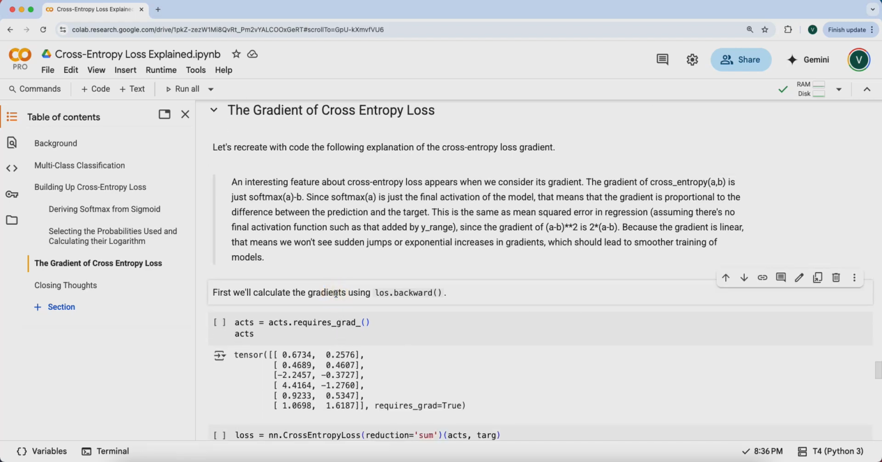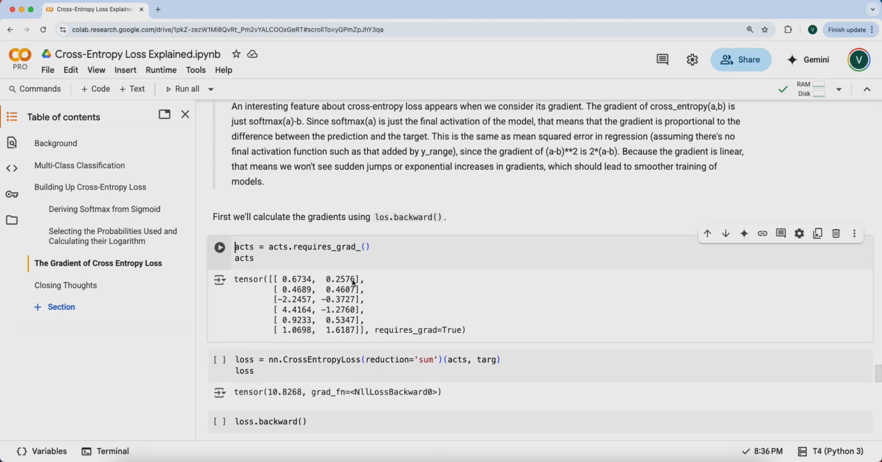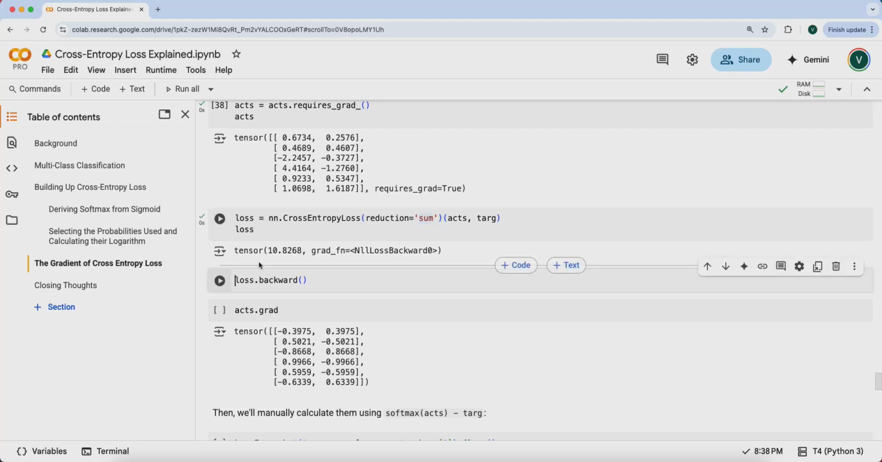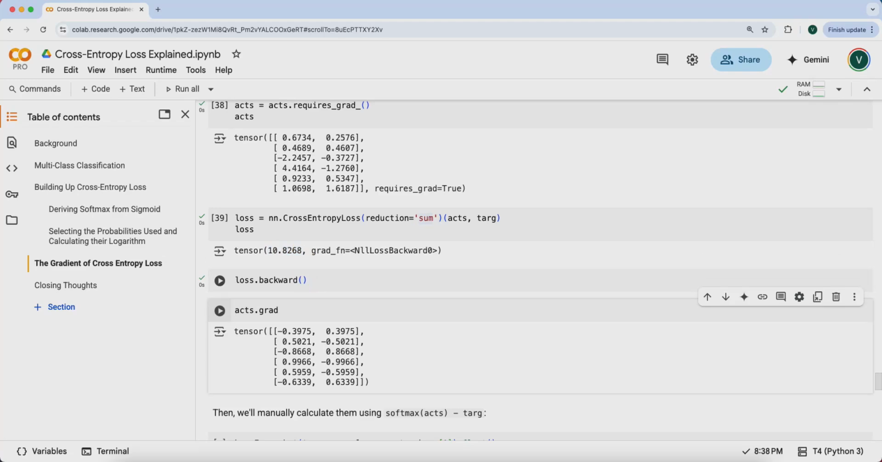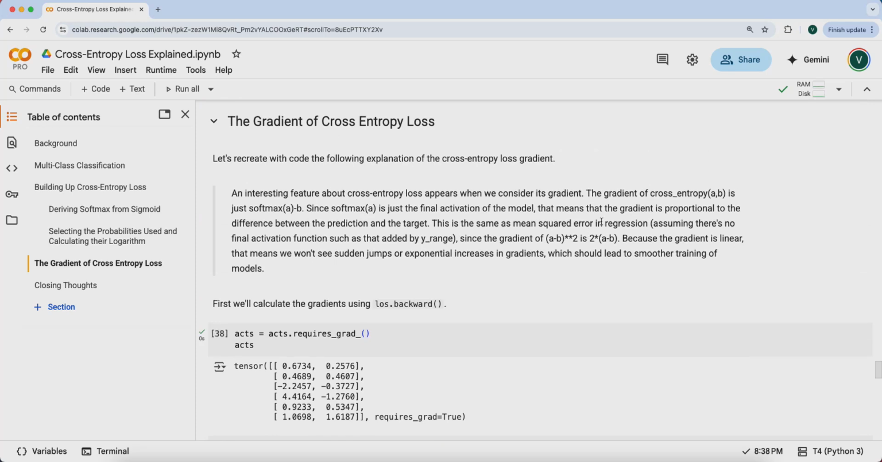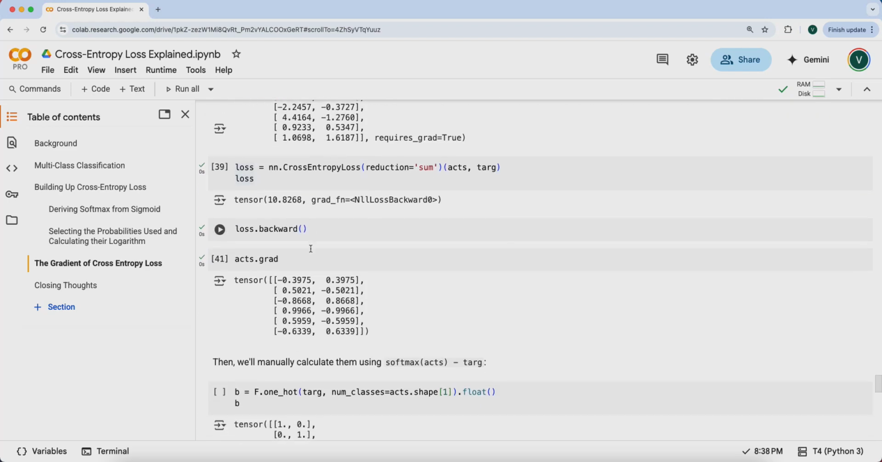So what I'm going to do is calculate the gradients using the torch backward method. Let's add a requires grad flag to our activations. Let's do a sum first for our loss. Let's then do a backward pass, so backpropagation, and we can now see that we have gradients for each one of our terms. So now let's go back to this definition in the book. The gradient of cross-entropy is softmax(A) minus B. So that should be pretty straightforward to implement.